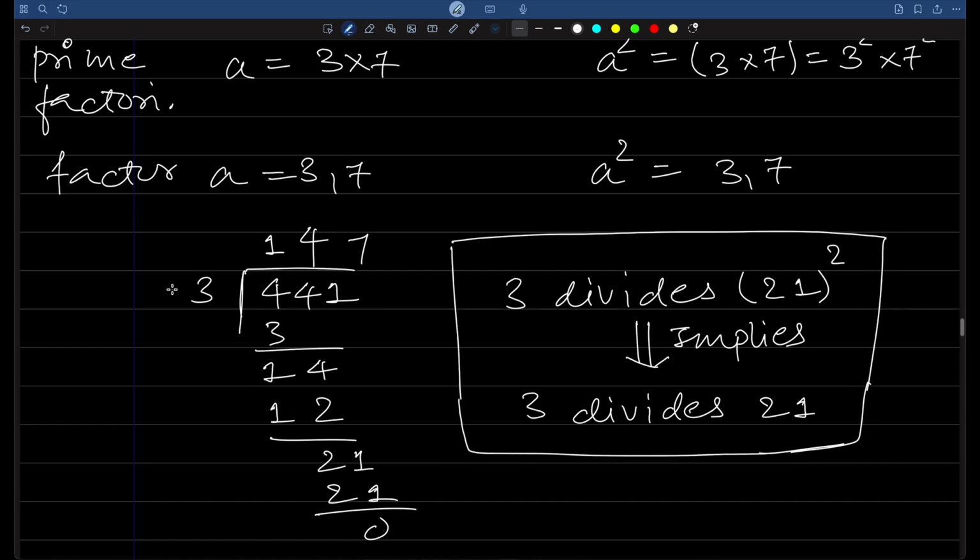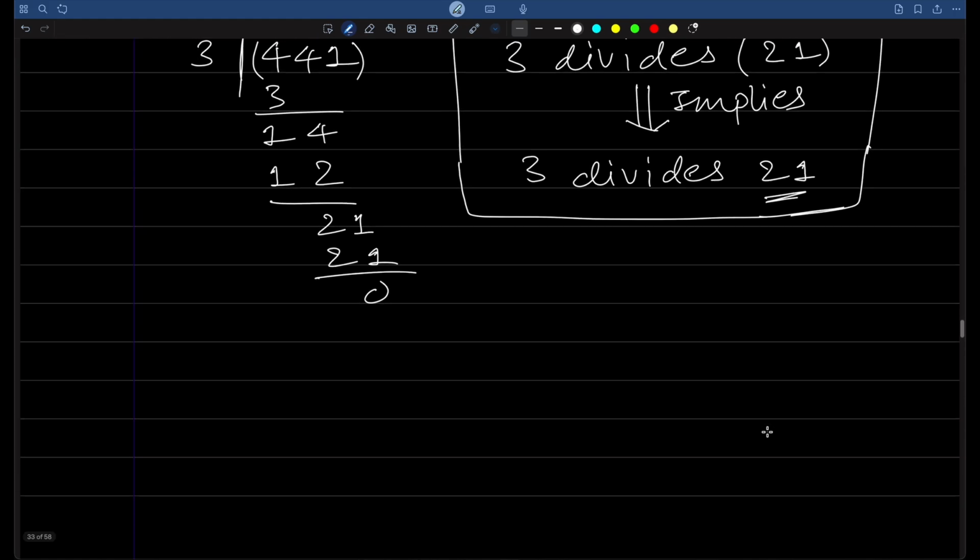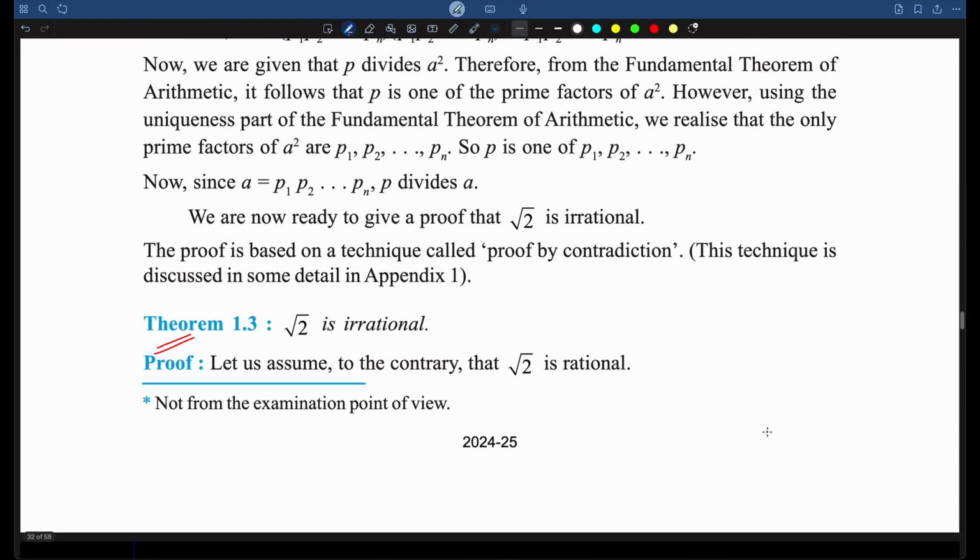We will check if P divides A square or not. In this case A square is 21 whole square, that is 441. 3 divides 441, this means we can say 3 also divides A, that is 3 divides 21. Now let us cover Theorem 1.3.